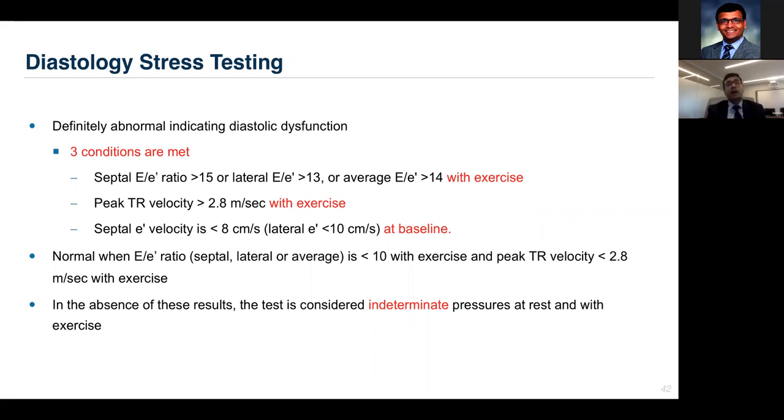And the guidelines call for measuring the E by E prime ratio, and looking for its elevation with exercise, and trying to obtain the TR velocity. Sometimes you can use agitated saline to bring up that signal. It's sometimes not difficult to obtain even on exercise. And even despite all these results, the test may stay indeterminate, and you may ask for an invasive catheter-based assessment with exercise in those situations.